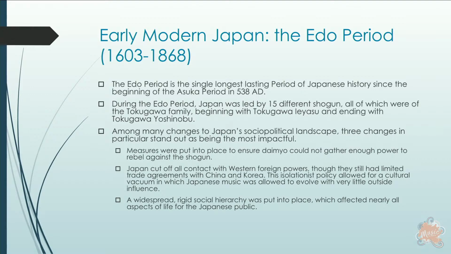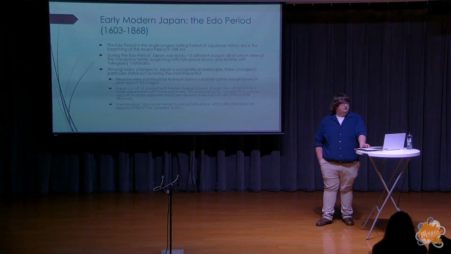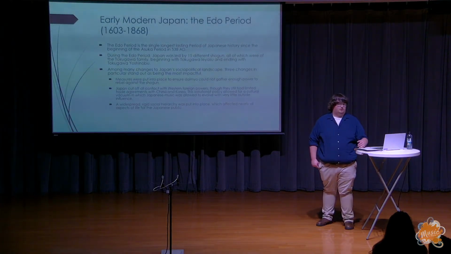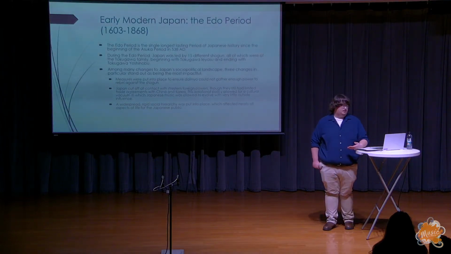Early modern Japan, moving into the Edo period. This is the single longest period since the beginning of classical Japan in the Asuka period. This period lasts for 265 years. Whereas before, the shogun was just sort of the person who held that position of power until they died or somebody were to kill them and succeed them. Now the shogunate is under the control of one family, the Tokugawa family. Starting with Tokugawa Ieyasu at the end of the feudalist era, which we talked about a little bit ago. There were 15 different Tokugawa shogun, starting with Tokugawa Ieyasu and ending with Tokugawa Yoshinobu in 1868.